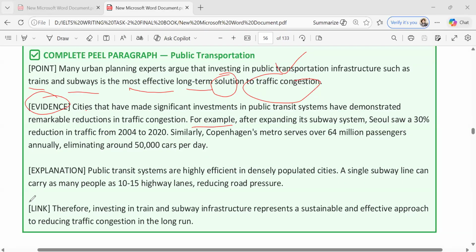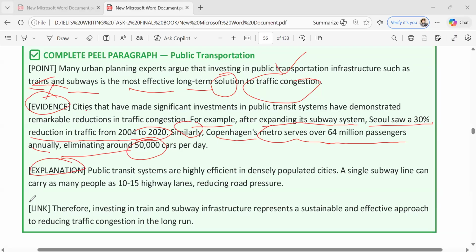And then, for example, after expanding its subway system, Seoul saw a 30% reduction in traffic, from this to this. Similarly, Metro services over 64 million passengers annually, eliminating around 50,000 cars per day. So if you just focus, this is the evidence for the first part, and then we can provide explanation.